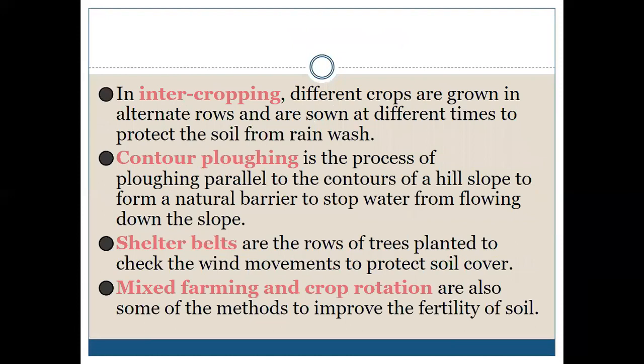Next is intercropping. Different crops are grown in alternate rows and are sown at different times to protect the soil from rainwash. Contour plowing is the process of plowing parallel to the contour of a hill slope to form a natural barrier to stop water from flowing down the slope. Next, shelter belts are the rows of trees planted to check the wind movement to protect the soil cover. Last but not least, mixed farming and crop rotation are also some of the methods to improve fertility of soil.